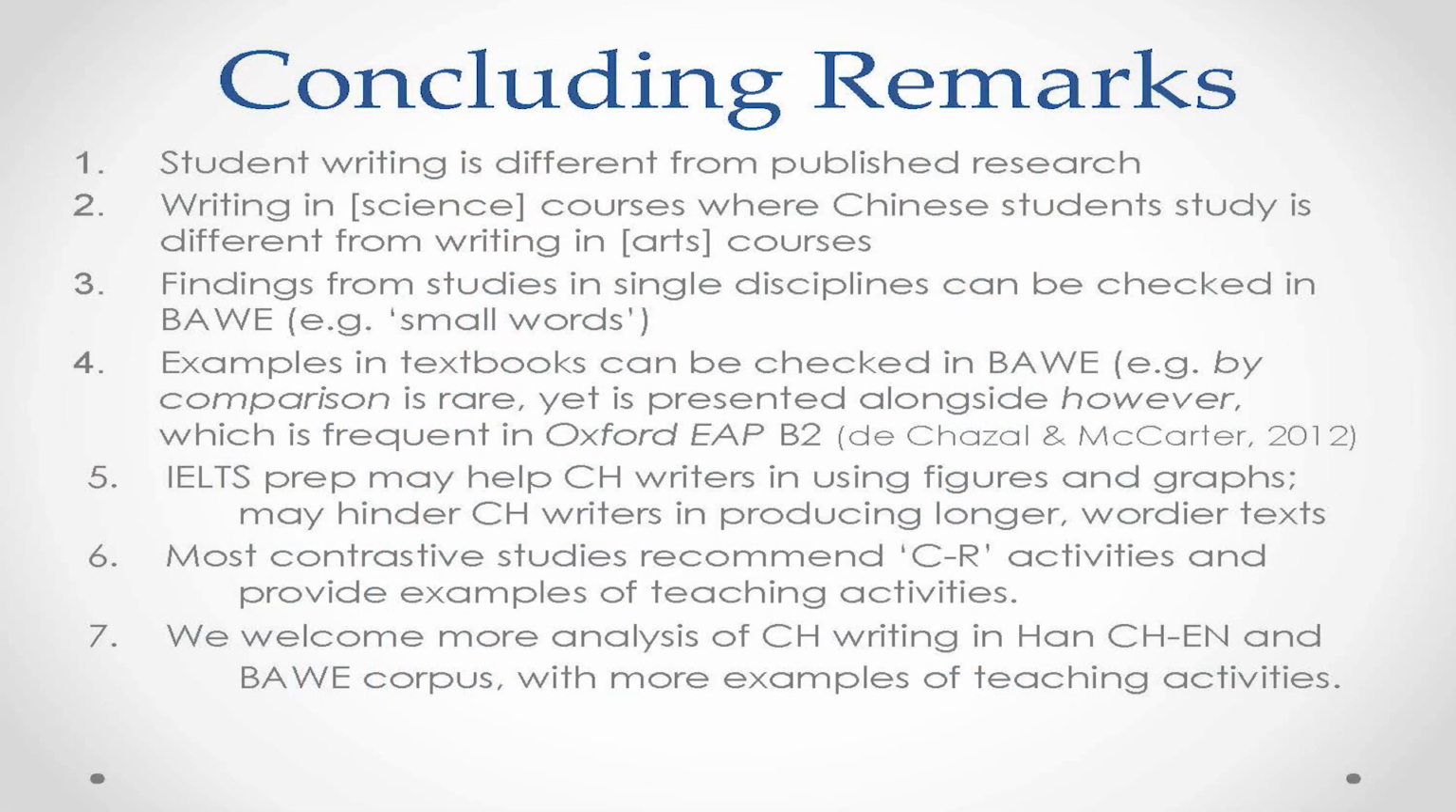So just to finish up, we would say that student writing is different from published research, and I think that's what the studies have shown. Writing where the Chinese students are is different from writing in the arts courses again. Findings from studies in single disciplines can be checked against the BALL corpus, like the small word study, which was for applied linguistics. Examples in textbooks can be checked in BALL. Through the study that CH-EN has been doing, by comparison, we can tell that it's very rarely used, and yet in the Oxford EAP it's just presented as one of a list of transition markers that students could use.